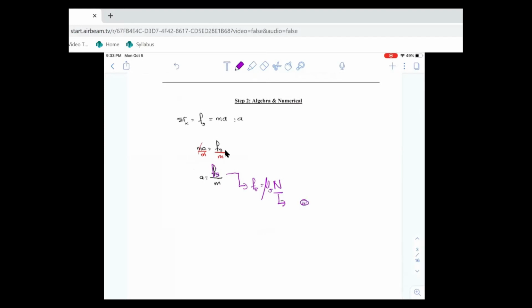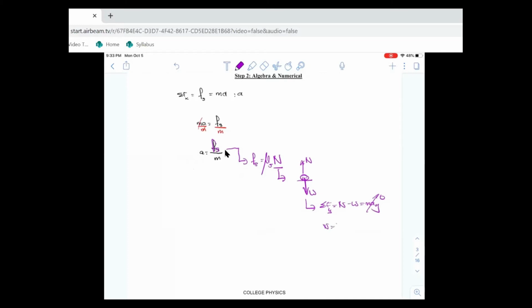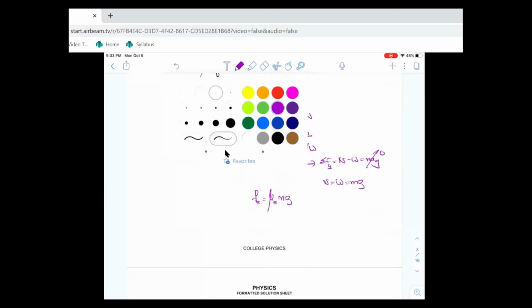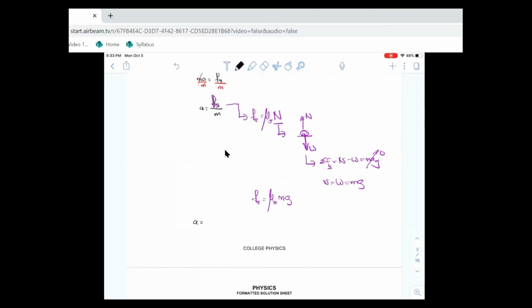I can get n from the fact that n is a reaction force to the weight. So look at the net force in the y direction. N is up, w is down, and there's no acceleration. N is the same as w, and w is the same as mg. Back substitution: you've got mu sub s times mg. Back substitution again: the acceleration is mu sub s times m times g, divided by m.